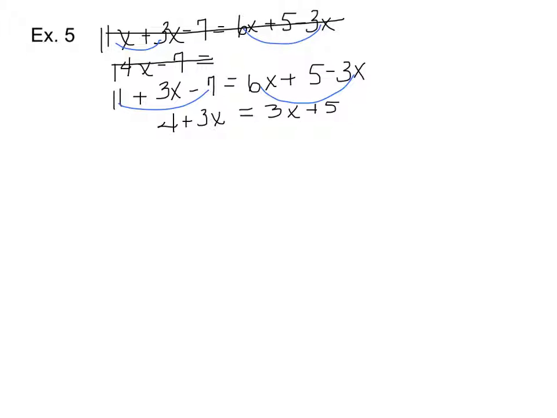Now, I want you to look closely and see what happens here. I have 4 plus 3x on the left side and 3x plus 5 on the right. So you still want to get the variables on one side and the numbers on the other. Doesn't matter which one you pick first. So if I subtract 3x from both sides, you're going to notice that the 3x's are going to cancel. And you're going to be left with 4 equals 5.